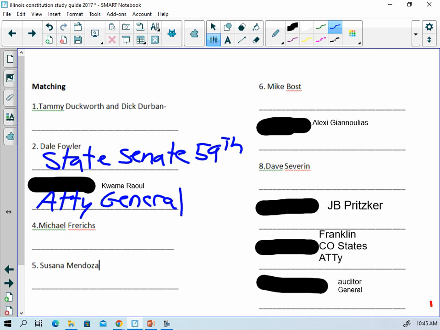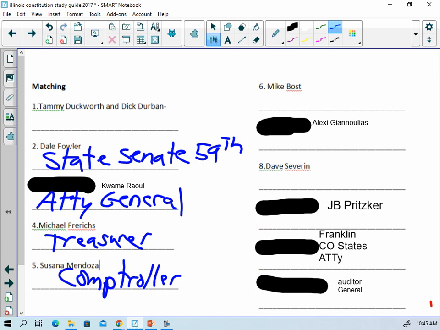I may abbreviate to make sure we get done. Michael Frerichs, Treasurer from the state of Illinois. Susana Mendoza is the Chief Fiscal Officer, the Comptroller.